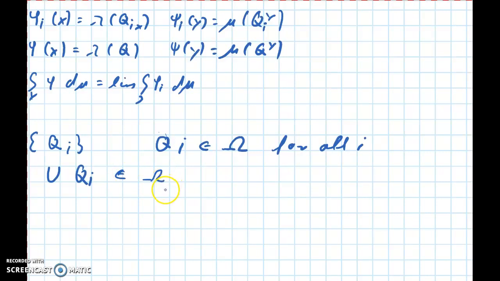Now, to see why this is true, look at it the following way. You can express lambda of the x section of Q as the integral over y of the characteristic function of Q_x at y, d lambda.